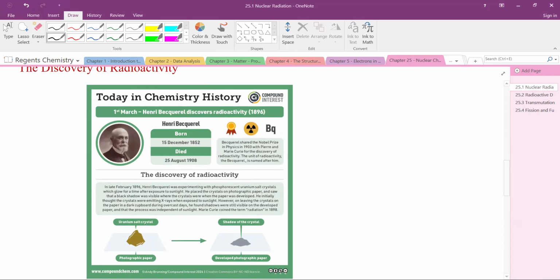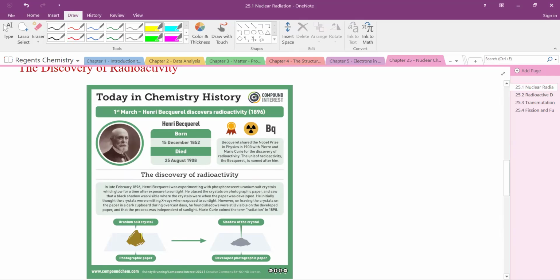And uranium salts have this property where they will absorb sunlight and go through phosphorescence, meaning that they will re-emit that light slowly over time. It's similar to those glow in the dark stickers that you have. Those are also phosphorescent. So he was studying phosphorescence using this uranium salt, and he wanted to get a control.